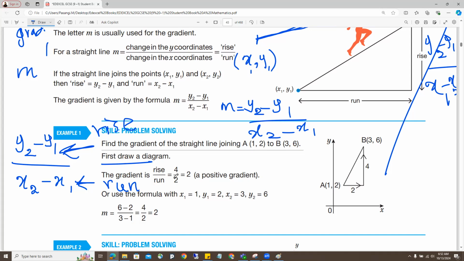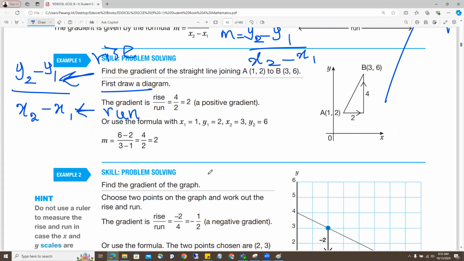Miss, I did both of them. Okay, how did you do it? The first one, they are asking for the gradient of the straight line joining A (1, 2) and B (3, 6). They have asked you to first draw the diagram. So how do you mark those? (1, 2) means the x coordinate is 1 and the y coordinate is 2. So here we have this point (1, 2), and for B, the point (3, 6), the x coordinate is 3 and the y coordinate is 6.